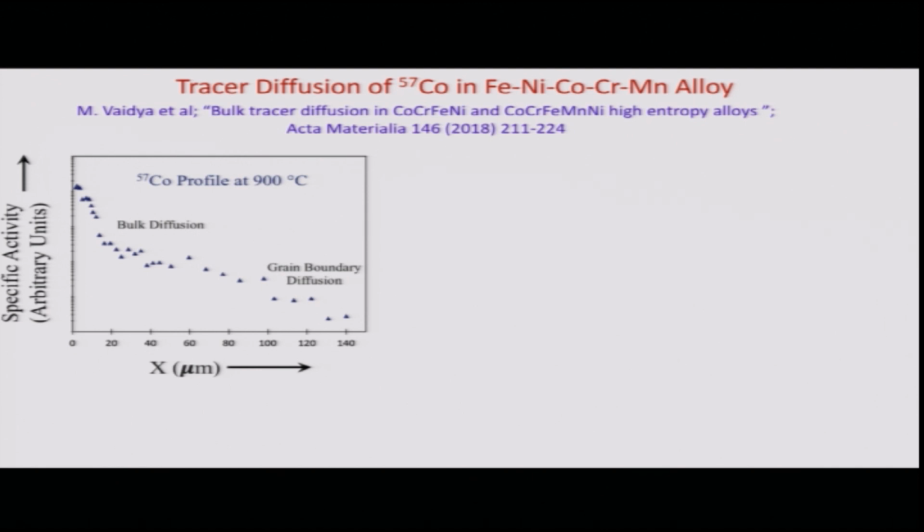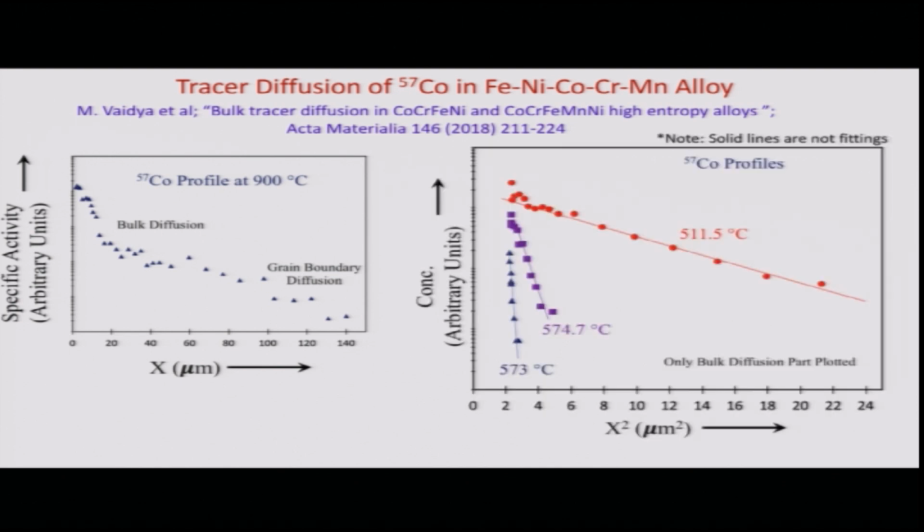So it is also possible to determine the grain boundary diffusion. So they have done it. I will not discuss it here. I will just focus on the bulk diffusion. So they plotted the bulk diffusion portion. So specifically for cobalt, I have shown here at 3 different temperatures. Again, the data extracted and replotted here. Just like the last plot, the solid lines here again are not the actual fittings, but they are just indicative.